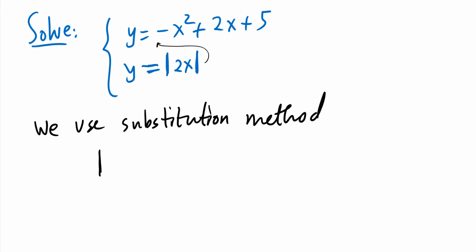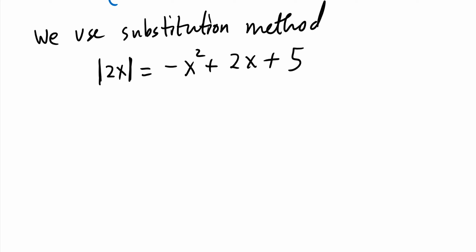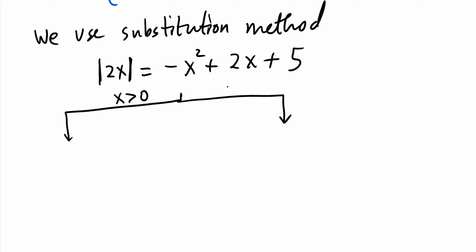So that gives me the absolute value of 2x equals negative x squared plus 2x plus 5. And now, what happens? How am I going to solve an equation that has absolute value? By the definition of absolute value, it could be positive or negative, depending on x. So I'm going to have two cases here to work with. One case when x is positive and one case when x is negative.